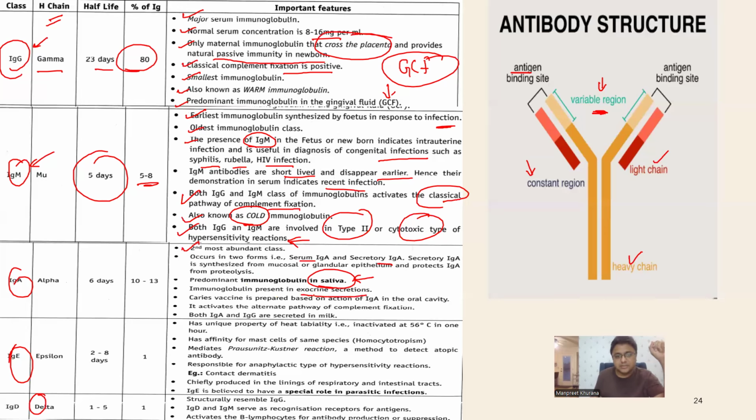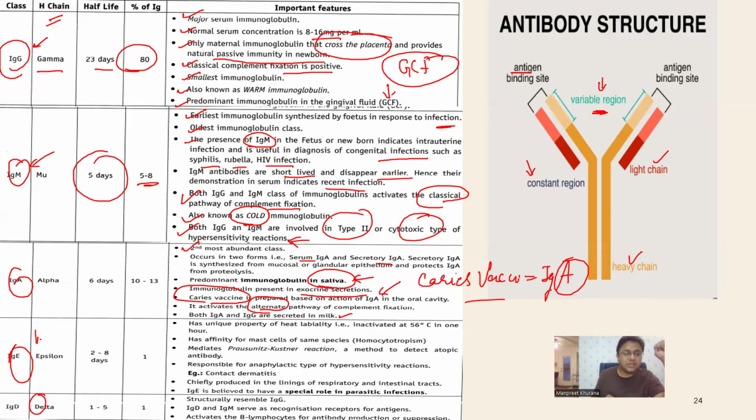It is the immunoglobulin present in exocrine secretions. Caries vaccine is prepared based on the action of IgA in the oral cavity. So this can also be a question in the exam, that the caries vaccine is related to which immunoglobulin. It will be again IgA. Then it activates the alternate pathway of the complement system. This can also be a basic question. And both IgA and IgG are secreted in the milk.